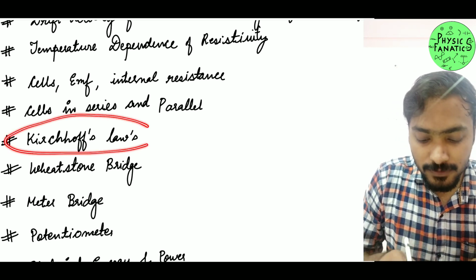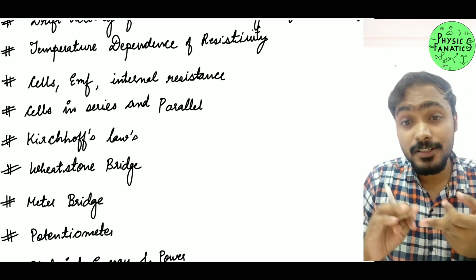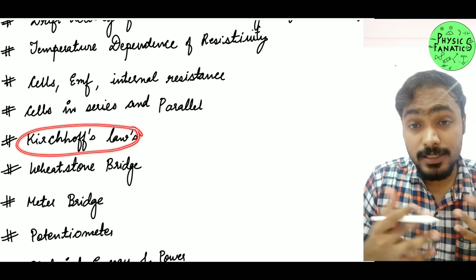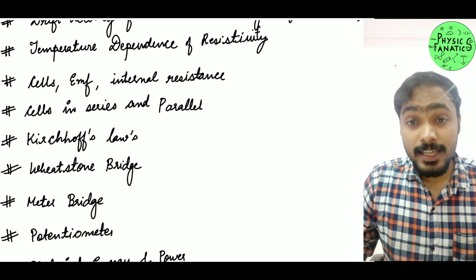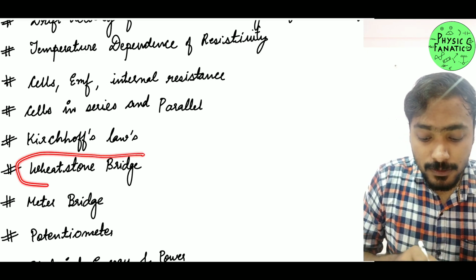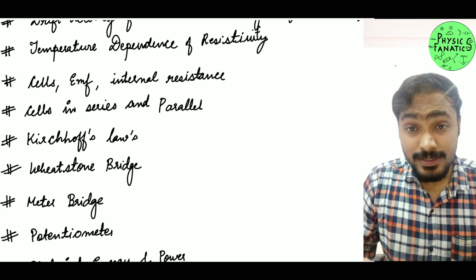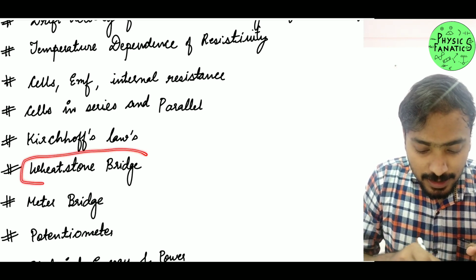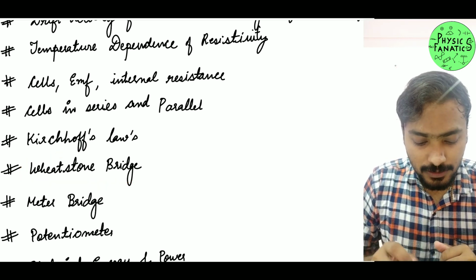Then the famous Kirchhoff's laws. Kirchhoff has two laws: one is Kirchhoff's current law, the second is Kirchhoff's voltage law. We will discuss both laws and try to solve different circuits with the help of Kirchhoff's laws. Next topic is Wheatstone bridge, which is basically an arrangement of 4 different resistors. We'll talk about this arrangement and there is a special condition for it. We will discuss that also.